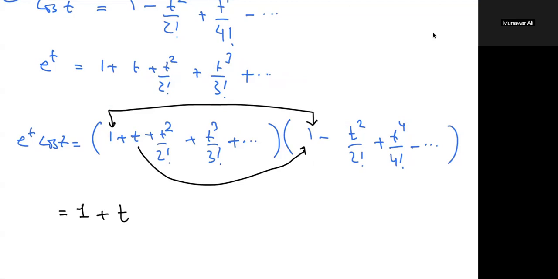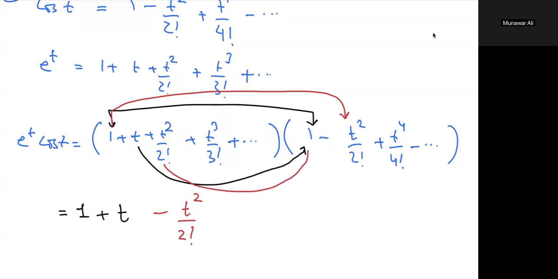Now I'm going to start with the second power. Now you can see you take this one and multiply with negative t squared over 2 factorial. You will get negative t squared over 2 factorial. And then what other thing will give you this t squared that you can see is multiplying this t squared over 2 factorial with this one. It will be plus t squared over 2 factorial.